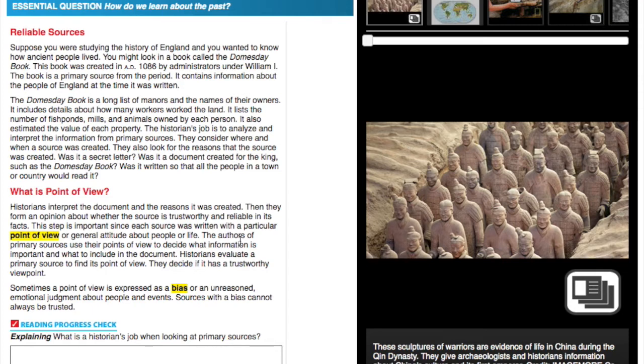Next section, the point of view. It says historians interpret the document and the reasons it was created. Then they form an opinion about whether the source is trustworthy and reliable in its facts. This step is important since each source was written with a particular point of view, or general attitude about people or life. The authors of primary sources use their points of view to decide what information is important and what to include in the document. Historians evaluate a primary source to find its point of view. They decide if it has a trustworthy viewpoint.